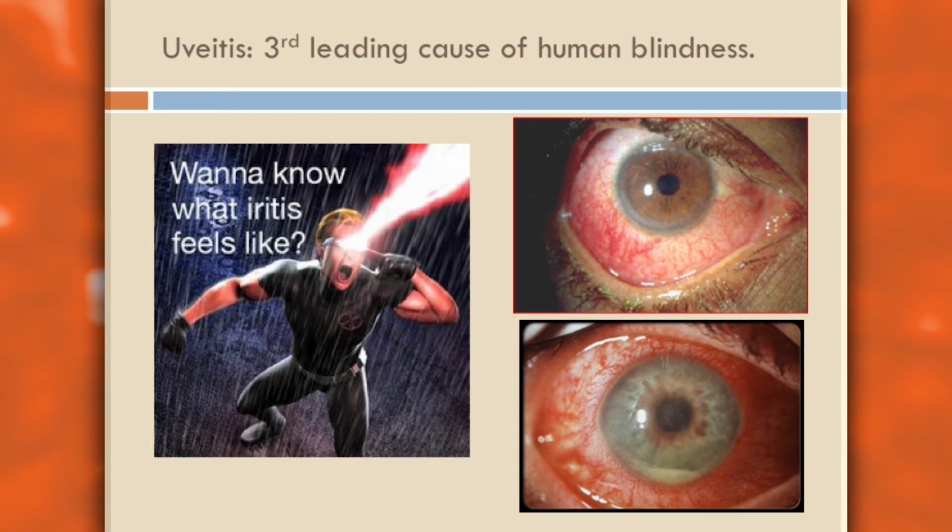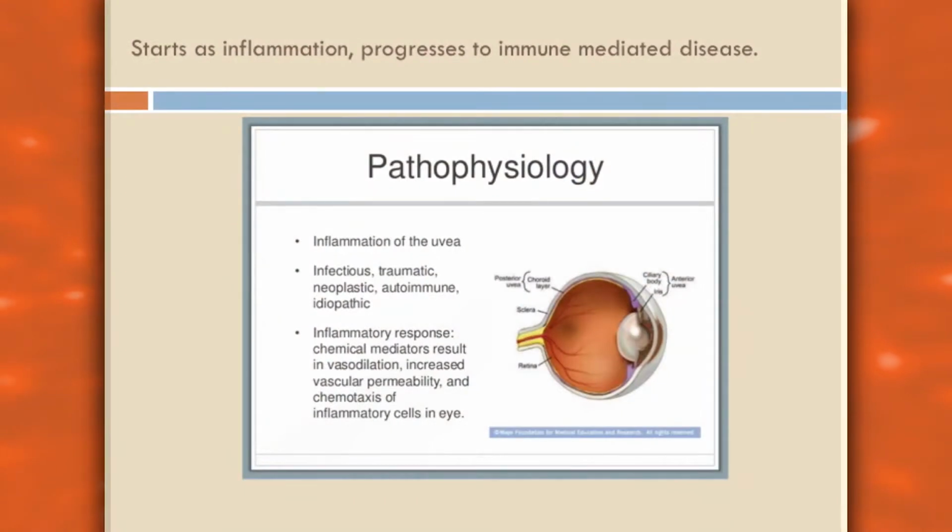And if you get it, you will go to a specialist and they will try to rule out 100 different diseases. And even so, 30% of the time, they're not going to figure out what's wrong with you. They're just going to say idiopathic, immune-mediated, blah, blah, blah. It starts as inflammation and it progresses to immune-mediated disease. Remember that. It starts as inflammation and it progresses to immune-mediated disease.